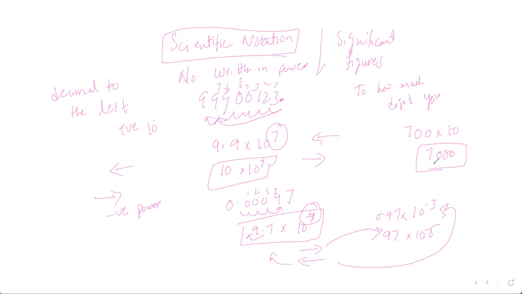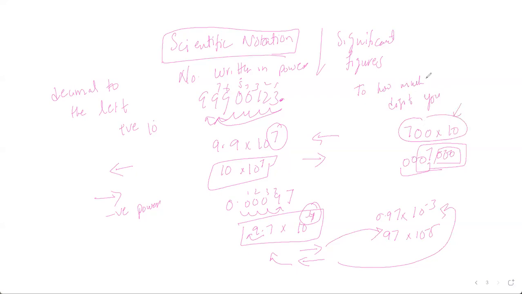Zeros to the right of the number are considered significant. Zeros to the left are not considered significant. So how many digits I finally write in my answer is decided on the basis of the calculation that I'm making or the values that I'm using in the equation.